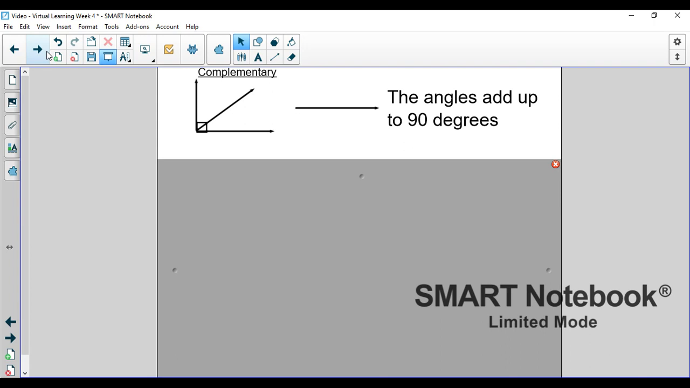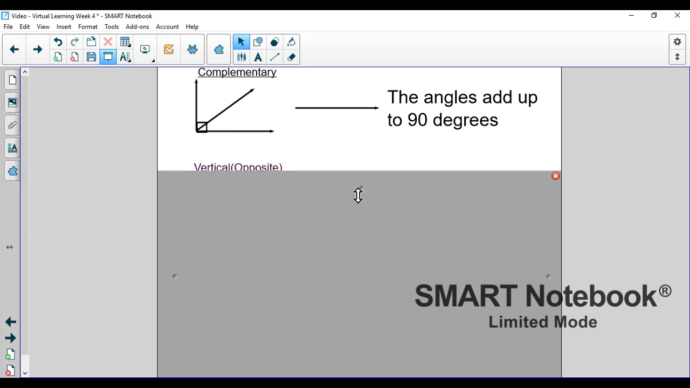All right, moving on, we're going to do some angle work. First up, complementary angles. Make these corner boxes. We know that these corner boxes are called right angles, and right angles add up to 90 degrees. So complementary angles are more than one angle that add up to a 90-degree right angle.